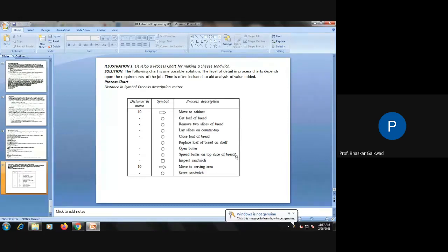So is it possible to reduce the transportation? We can put our hacksaw machine nearer to the operation machine, that is, nearer to the lathe machine, so that the transportation distance is reduced, time is reduced, and you can immediately carry out that operation.